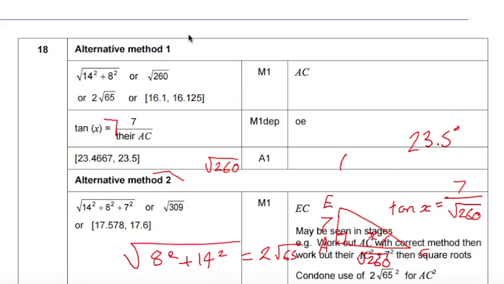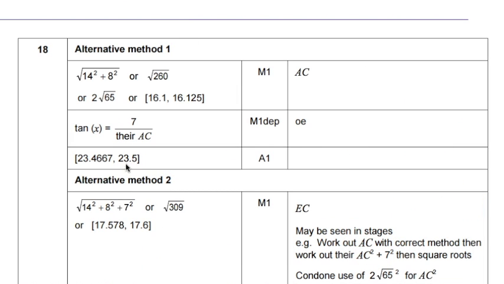Alright, so again, going to the mark scheme. A mark for root 260, a mark for tan X is 7 over that, and a mark for your final answer.